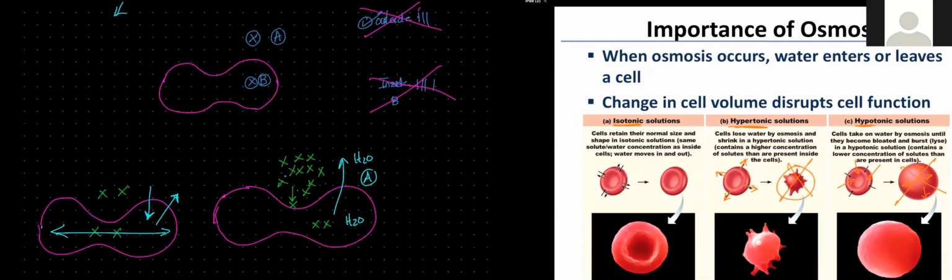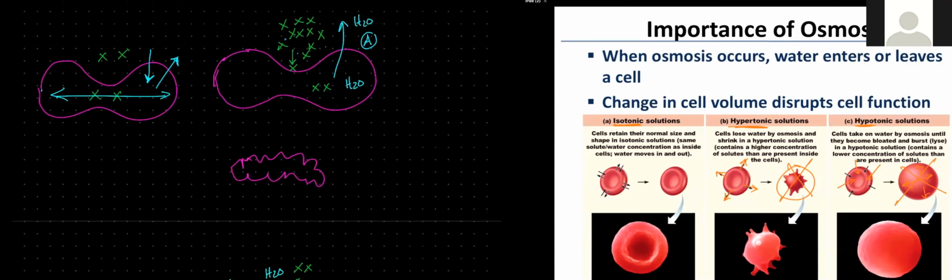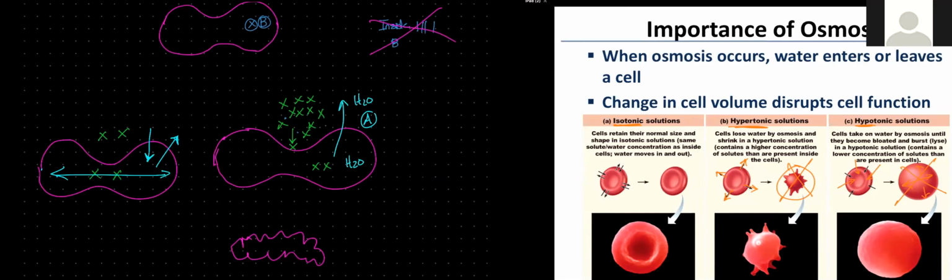Remember, if I did have higher osmolarity outside of the cell, what happens? The water leaves the cell and the cells will shrink. We call this solution in which I have higher solute content outside of the cells a hypertonic solution. Hypertonic, extra solutes.